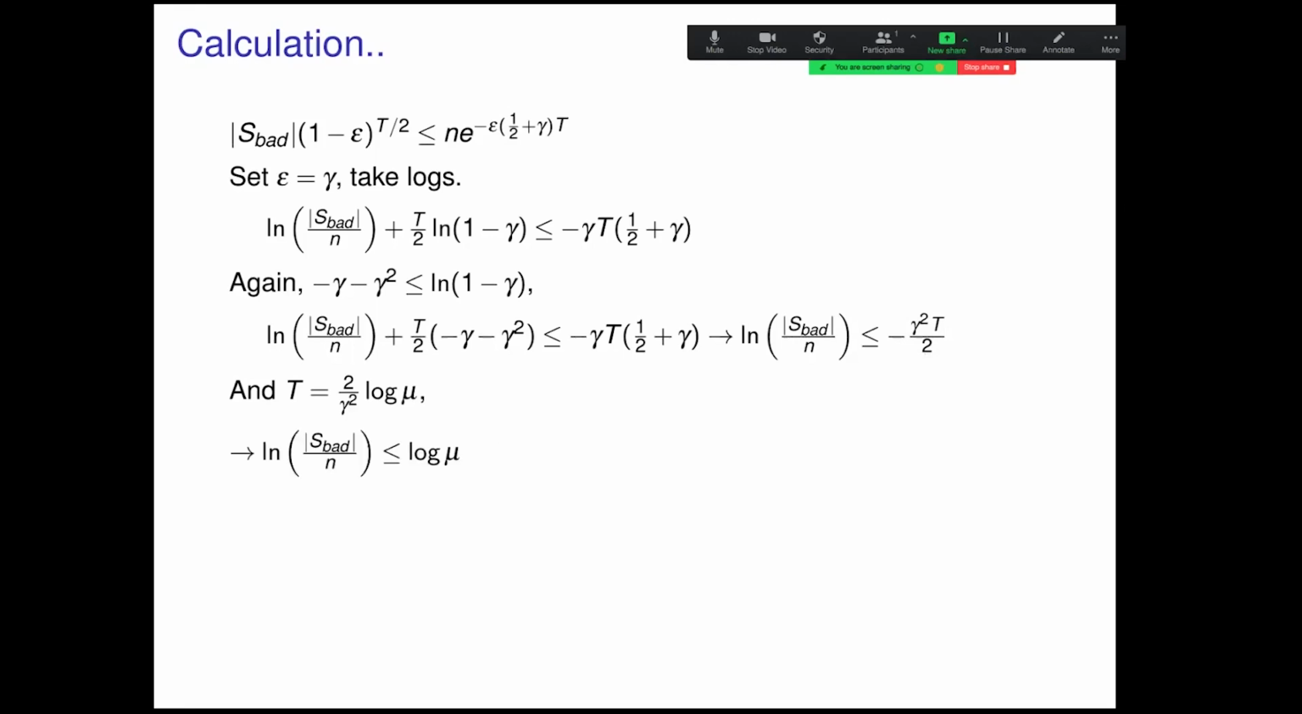And so with that it just simplifies, right? I'm canceling the gamma. I get this log gamma. Okay, and that's exactly what I want. I'm saying the fraction of bad points is less than mu. Because log is an increasing function.